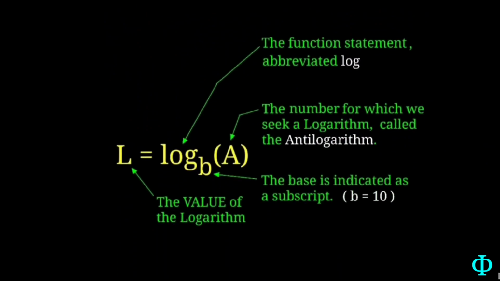But there are special forms and terminology for logarithms. The function statement is abbreviated log. The number a for which we seek a logarithm is called the antilogarithm. The base, b, is indicated as a subscript. Our base is 10, though it could be something else.